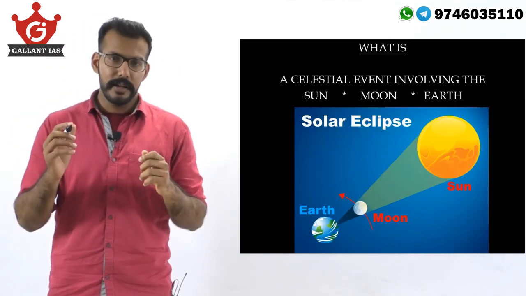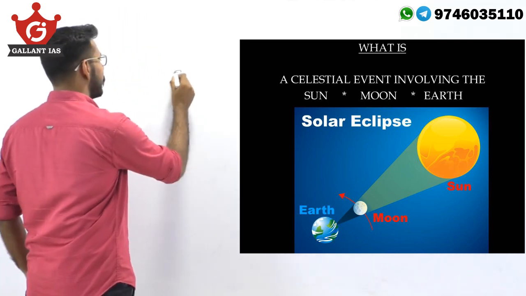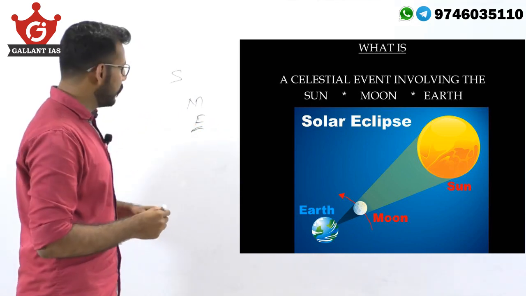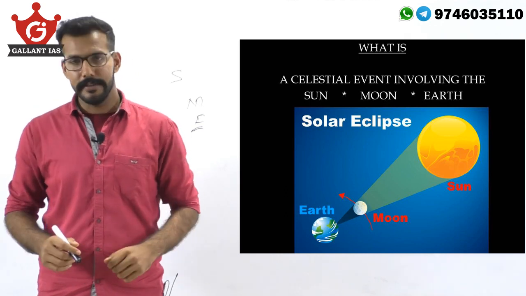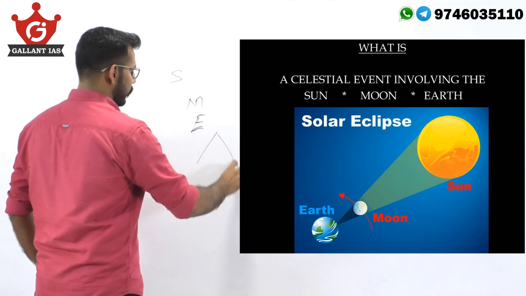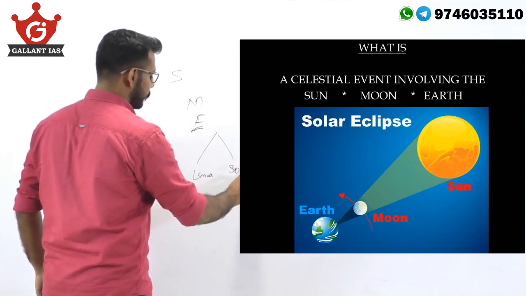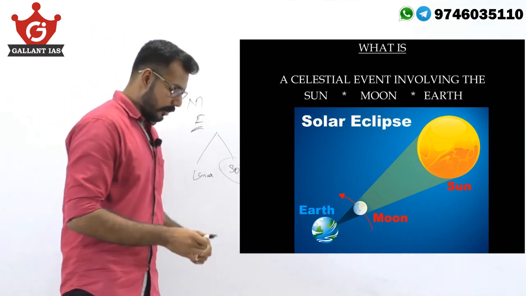Eclipses are essentially celestial events which involve three players: the sun, the moon, and our own earth. The relative position of these three celestial bodies gives you different kinds of eclipses. You all know it is broadly divided into two: a lunar eclipse or a solar eclipse. For the sake of this lesson, we are focusing entirely on solar eclipses.